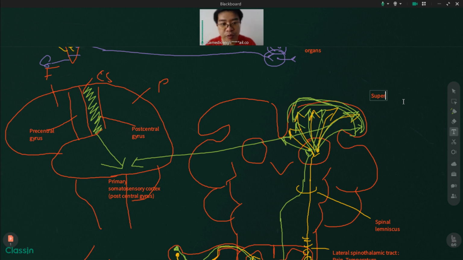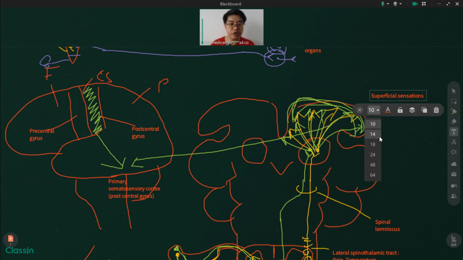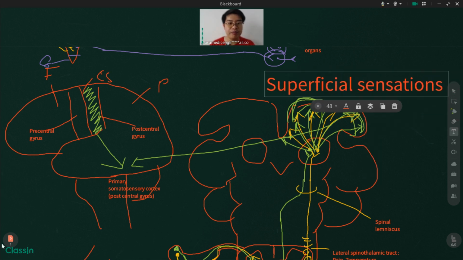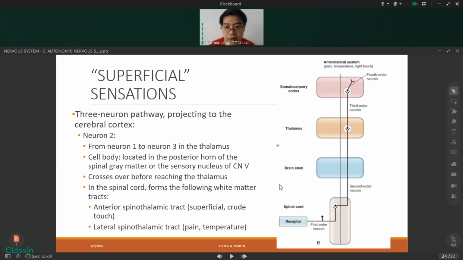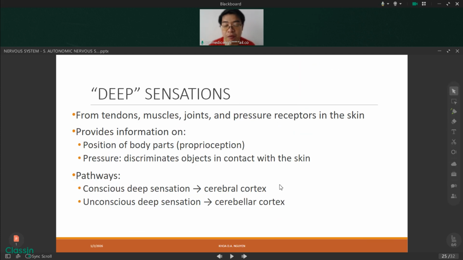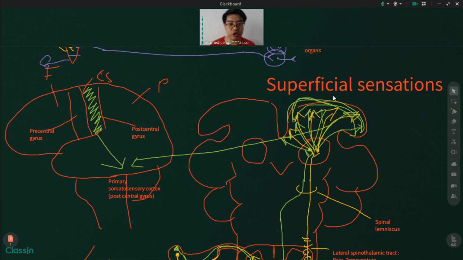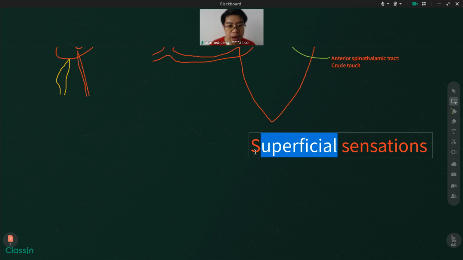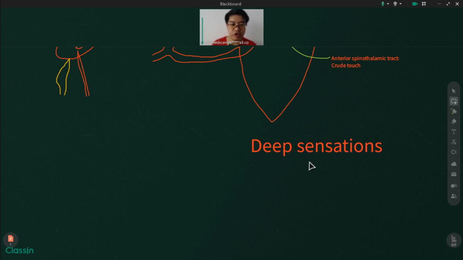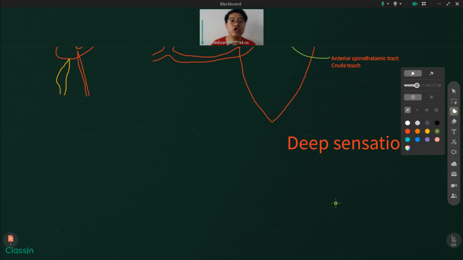So we'll say superficial sensations here. Let me see whether there's anything else. Yes, that's it. Very good. So now we will go to deep sensations. Up here is superficial sensations, so down here, we'll have another one for deep sensations. So what are deep sensations? Sensations from your organs, the visceral organs.